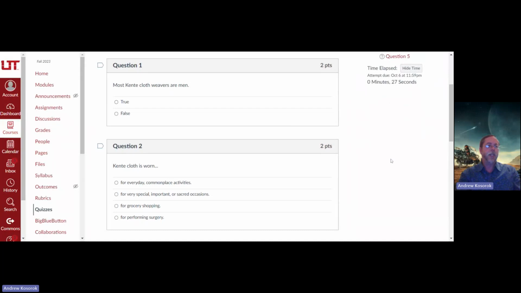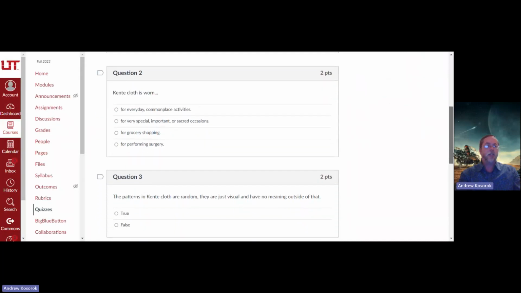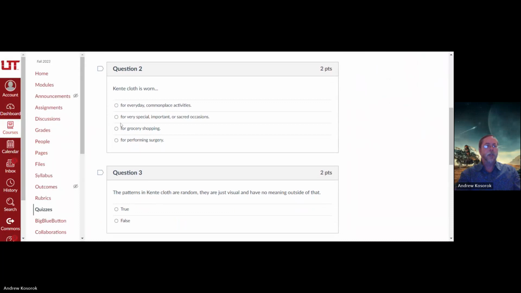Most Kente cloth weavers are men. Yes, that is true. Kente cloth is worn for everyday commonplace activities. Not so much. Grocery shopping, no. Performing surgery, sometimes, maybe. I doubt it though. But definitely for every special, important, or sacred occasion. Absolutely. So this is very right.